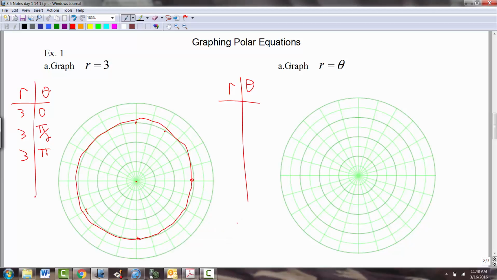Thank the maker, if there is one. What happens if I plug in 0 for theta? What do I get for r? Okay, mark it.